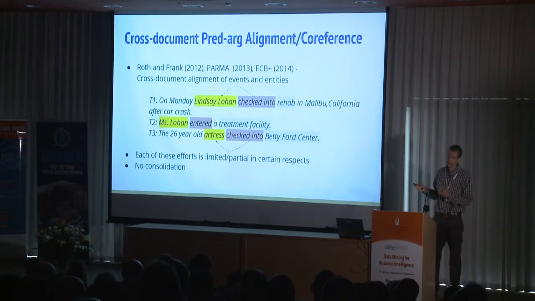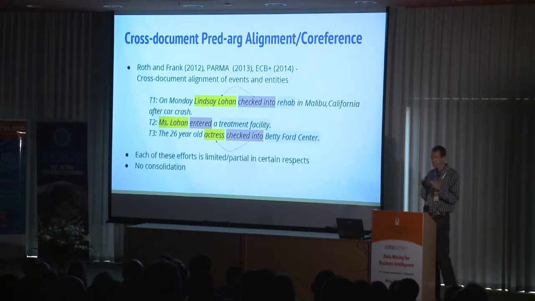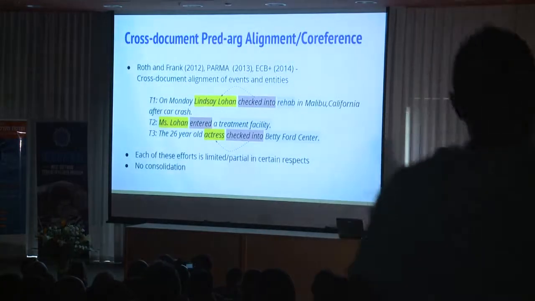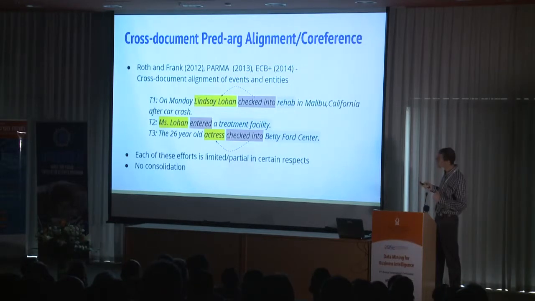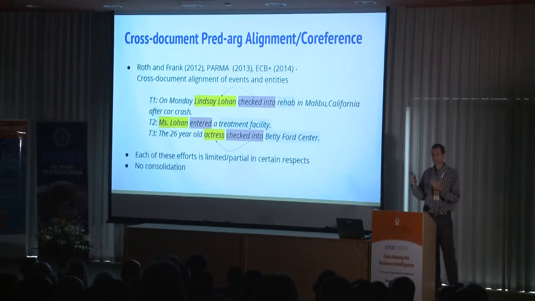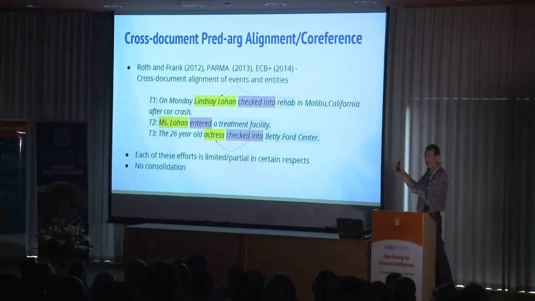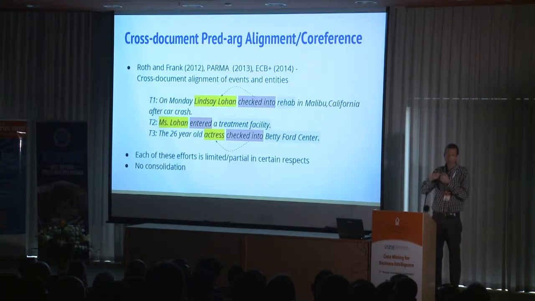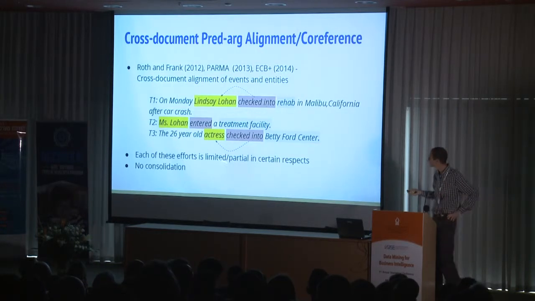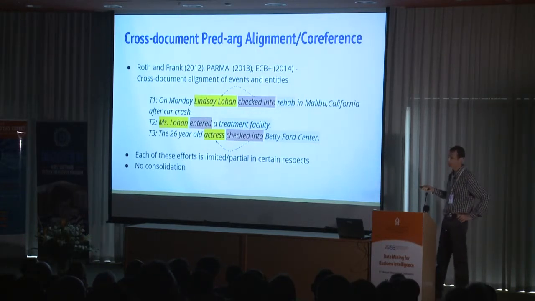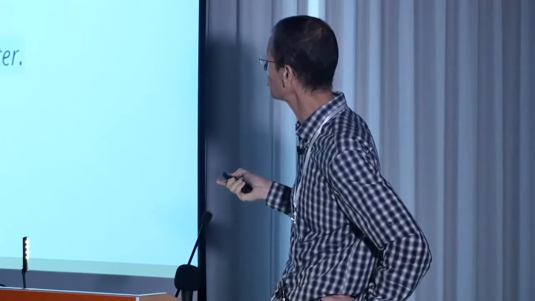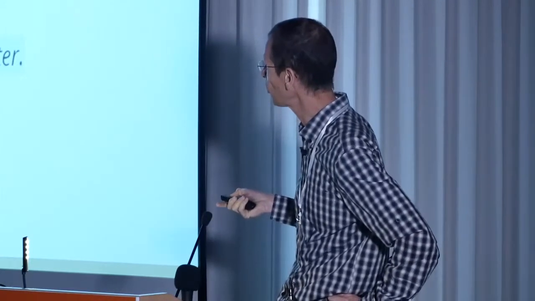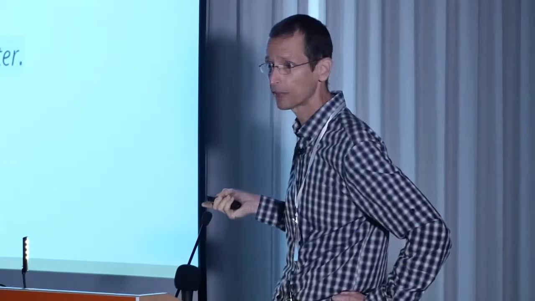Another thing that NLP technology knows how to do, at different levels of success, is to deal with what's called coreference resolution, meaning identifying that different expressions in the text, appearing in different places in a document or in different documents, refer to the same thing in the real world. Here we see three different sentences taken from three different texts talking about Lindsay Lohan checking into a rehab center, okay? So we can know that Lindsay Lohan, Miss Lohan, and the actress refer to the same entity in the world.